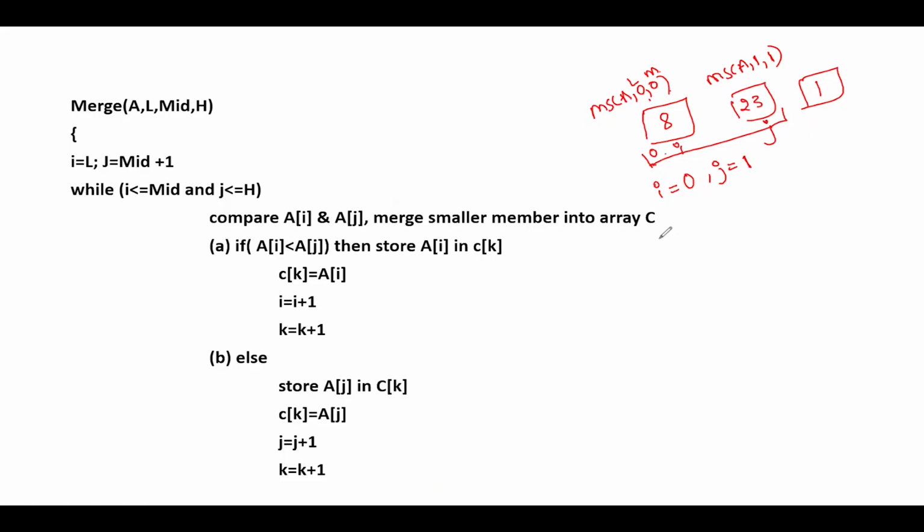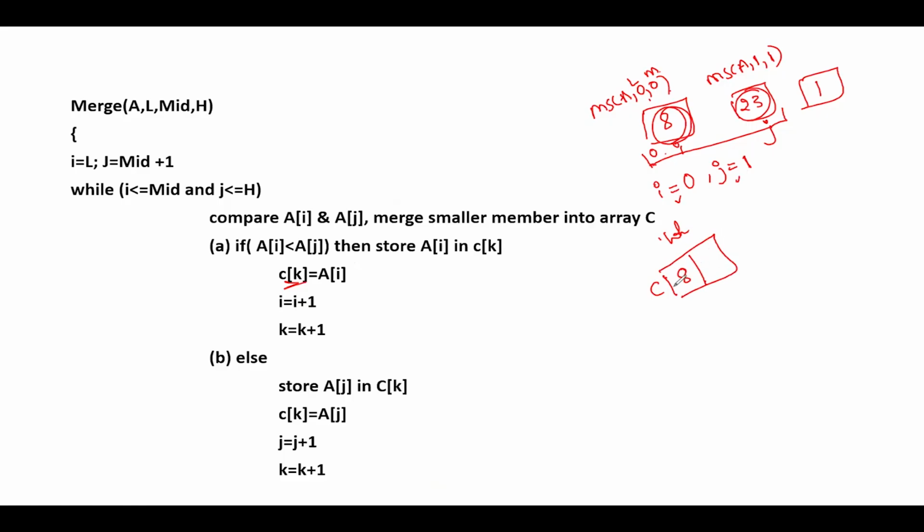Now I am going to check while I is less than or equal to mid. Yes, that is valid. Similarly, J is less than or equal to H, which is also true. I'm going to compare the value of A of I and A of J. Now, why am I doing that? I want to take only the smallest value. When I'm comparing, I'm finding that A of I is smaller. So whenever A of I is smaller, I'm going to store it in another temporary array called C. So here 8 will be stored.